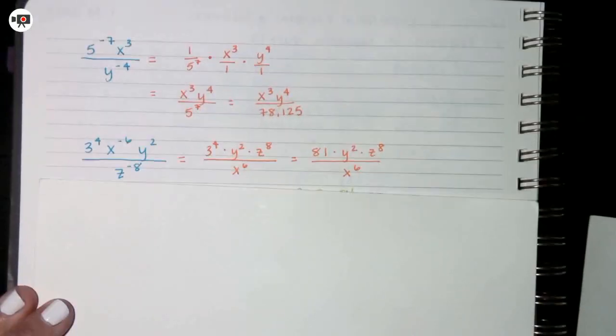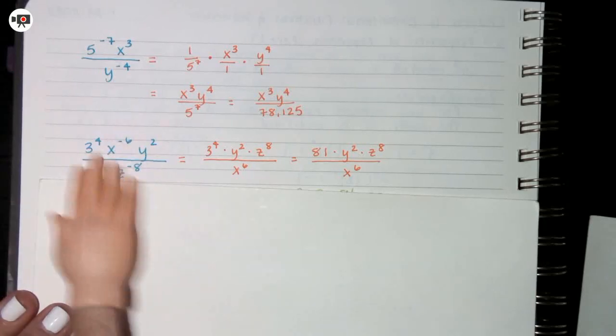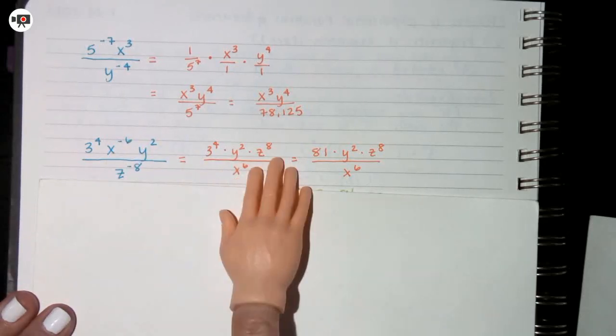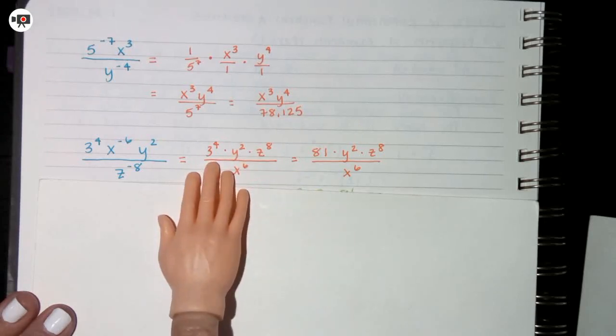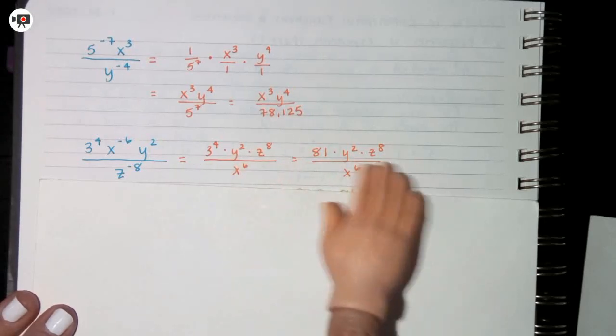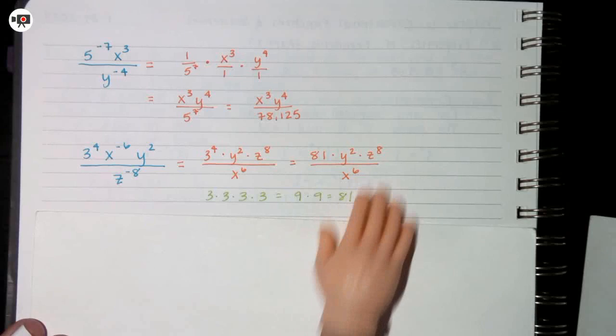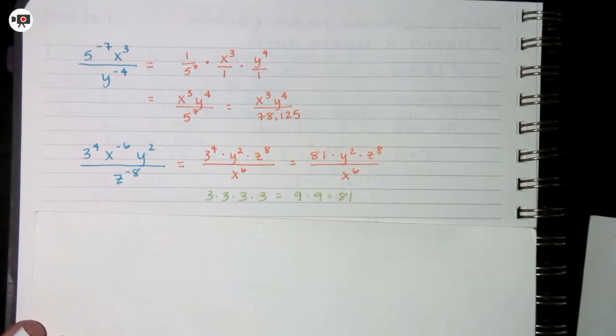And here I have 3 to the 4th power, x to the negative 6th, y squared, over z to the negative 8th. So I'm going to move the x to the denominator and move the z to the numerator. So x is on the bottom now, z is on the top, and I can simplify 3 to the 4th is 81. And I can't do anything with the y's, z's, and x's because they are all different letters. I don't know if they represent the same number, but since they are different variables, it's safe to assume that they are not the same number. So they just stay separate like that.